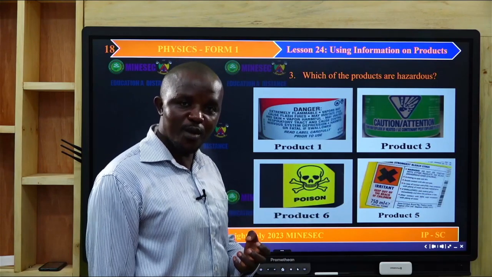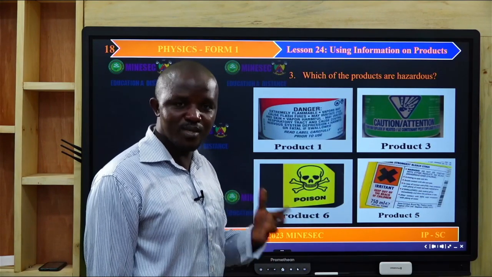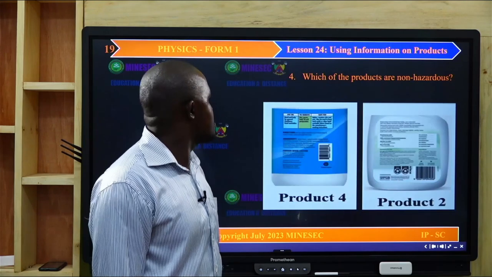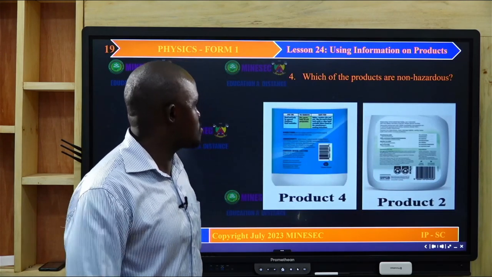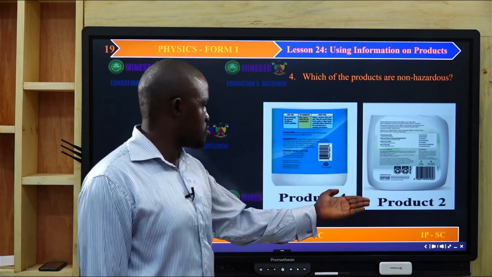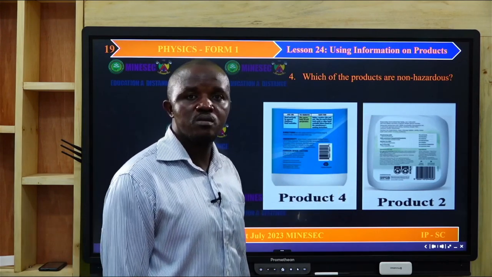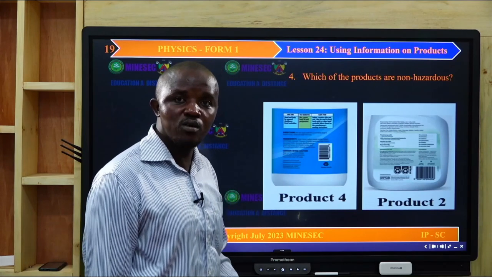Almost all the products that you have around you in the house have these labels on them. Which of the products are not hazardous? You can see product 4 and product 2 don't have those keywords. So it means that they are not hazardous.